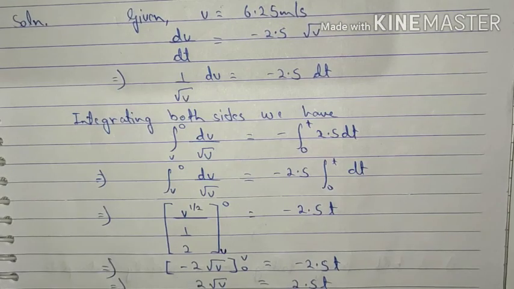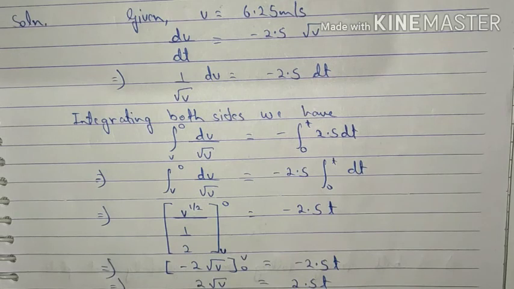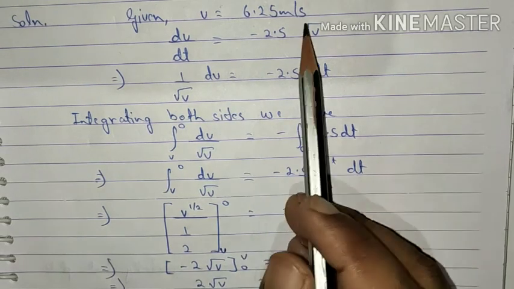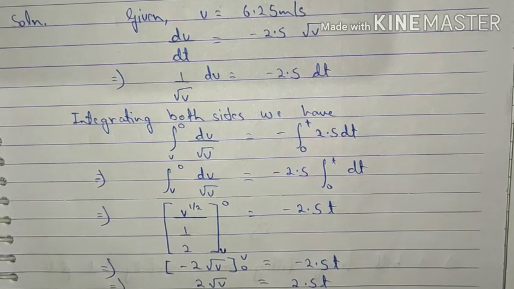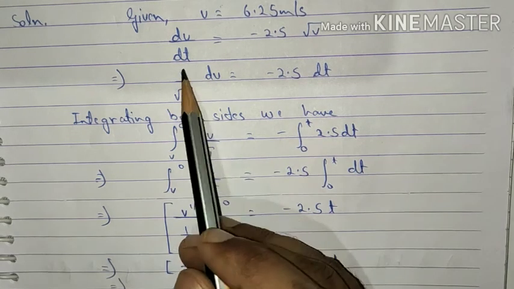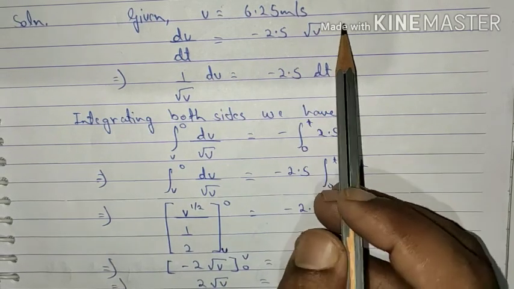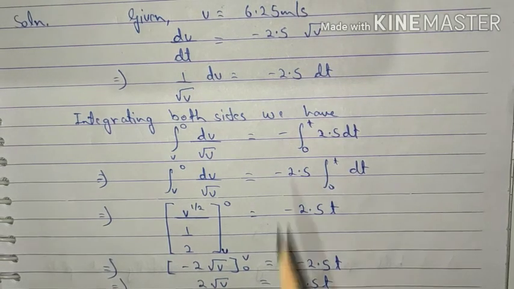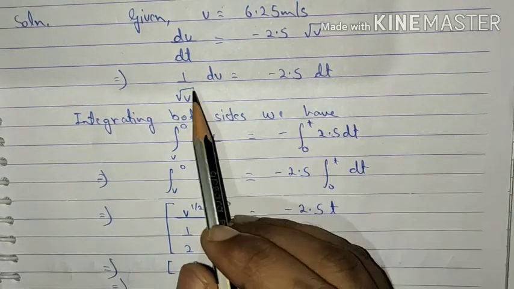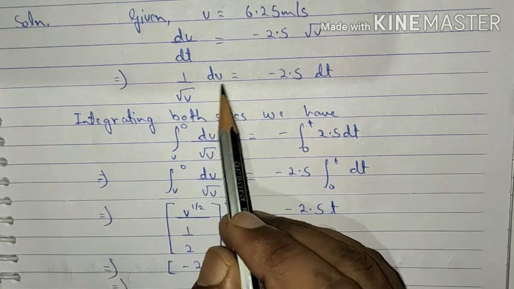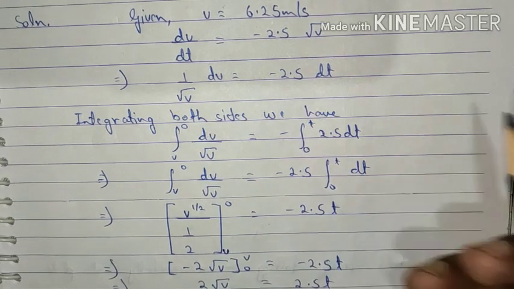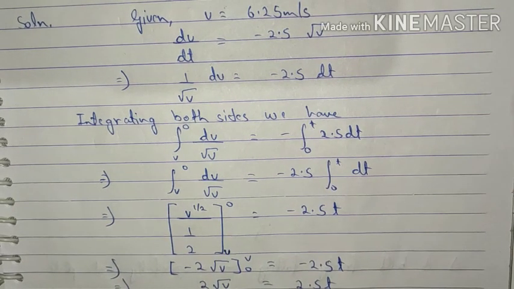So I already explained this thing to you. What are the given quantities? Velocity is equal to 6.25 meters per second, that is the initial velocity. dv upon dt, that is acceleration, is equal to minus 2.5 under root v. Rearranging this, we can write it as 1 upon root v dv is equal to minus 2.5 dt.